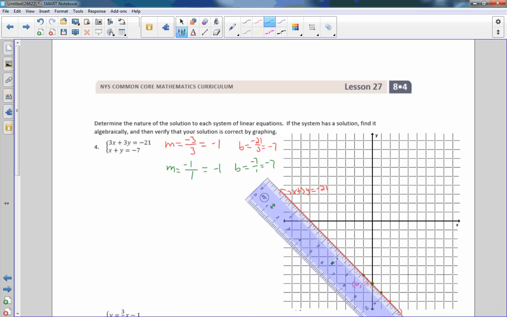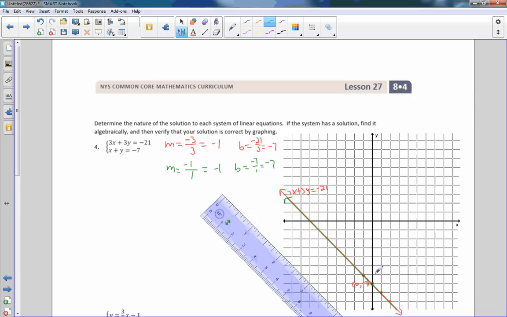So when I bring that line back, there's the graph of the second line, and those are coinciding lines. They sit on top of each other. Every point you can choose, there is a solution. So there are infinitely many solutions. It says if the system has a solution, find it algebraically. I kind of skipped that step.